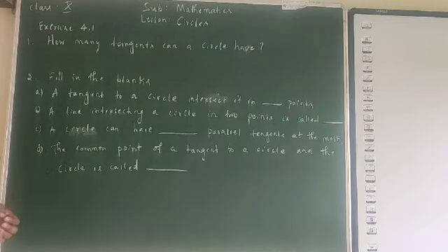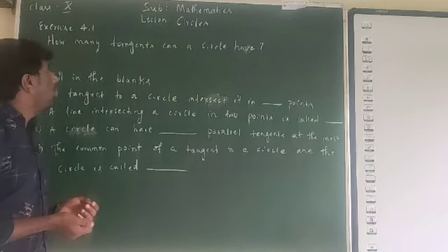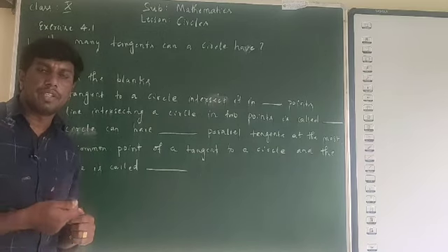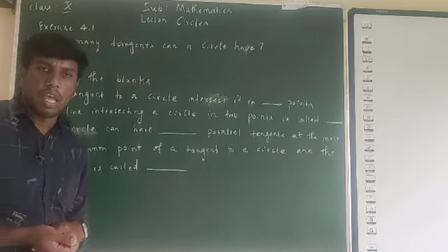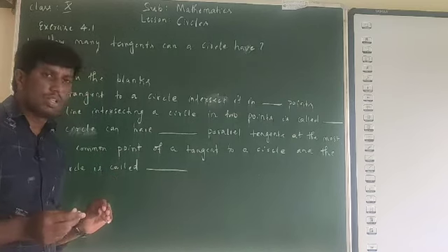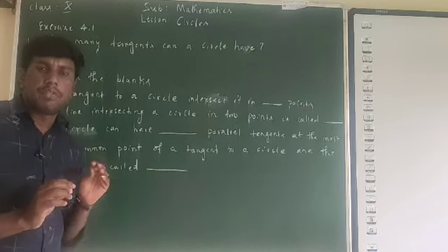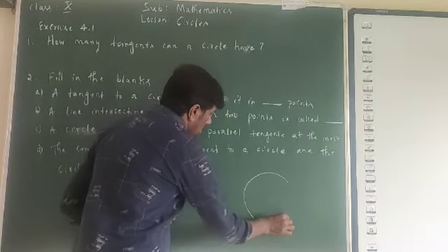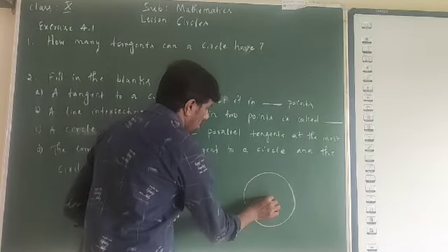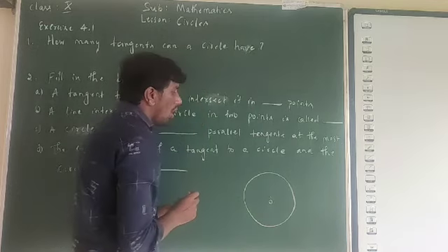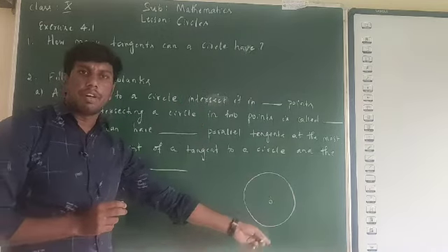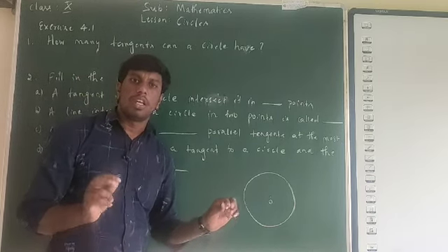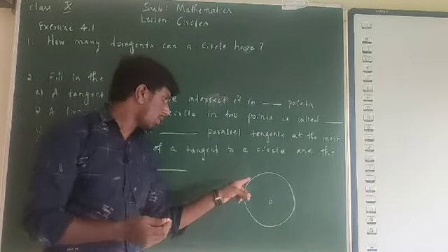In that, the first question is, how many tangents can a circle have? Suppose we are having a circle. Let me take a circle. This is a circle with center O. How many tangents can I write for this circle? They didn't give the point. They didn't give the external point.